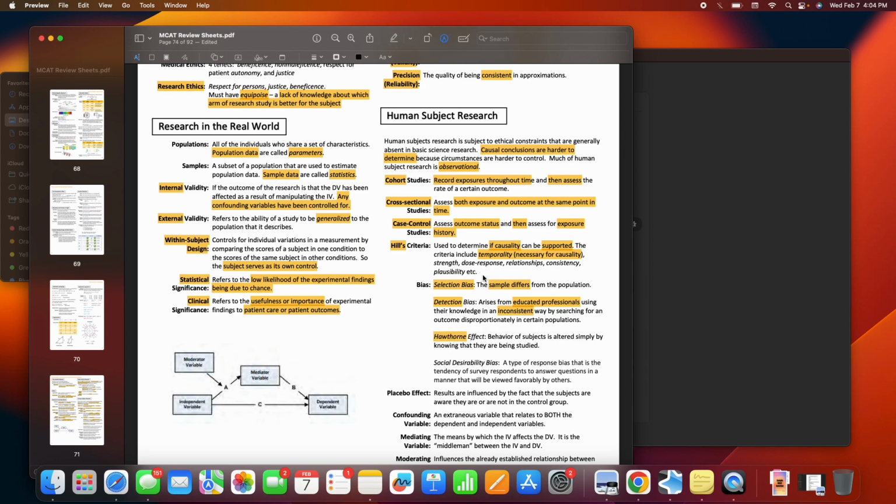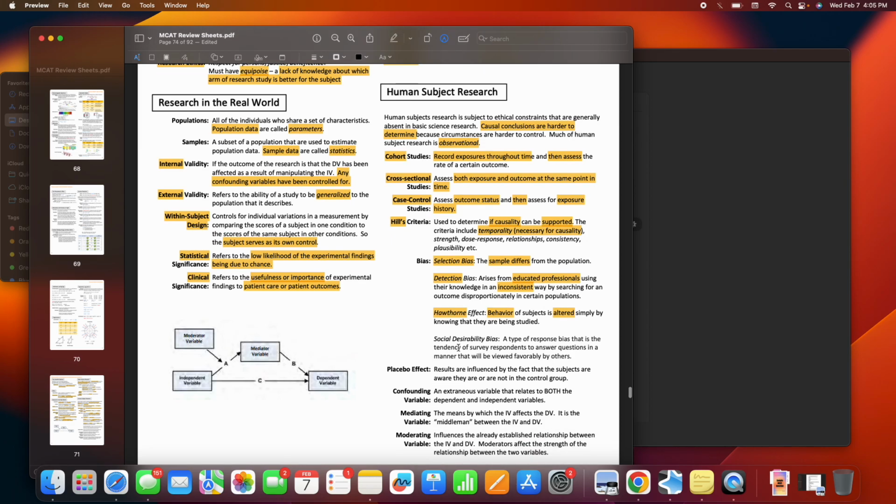Hawthorne effect. Behavior of subjects is altered simply by knowing that they are being studied. Social desirability bias, a type of response bias, is the tendency of survey respondents to answer questions in a manner that will be viewed favorably by others.